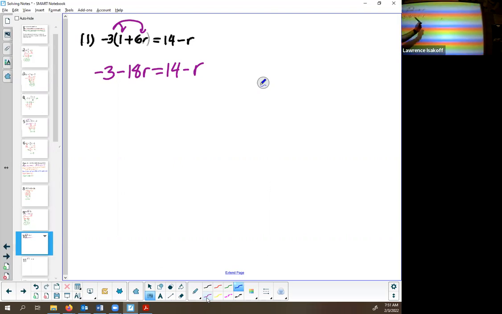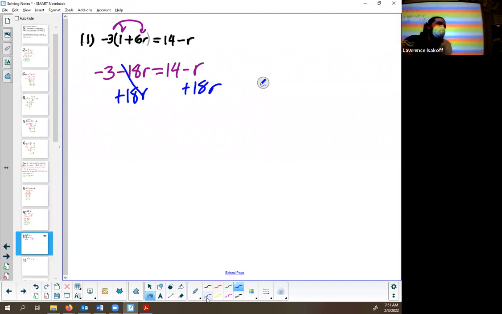So right now I had the r's on different sides. I see this negative 18r, that's the smaller one. So if I add 18r over, it will let me have more positive variables. And if I have more positive stuff, I feel like there's less chance I make a mistake. So that would be negative 3 is equal to 14. Then negative r plus 18r will be a positive 17r.